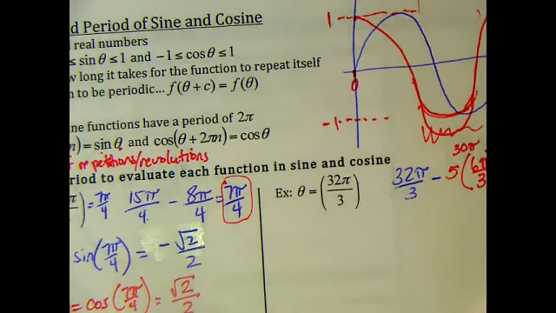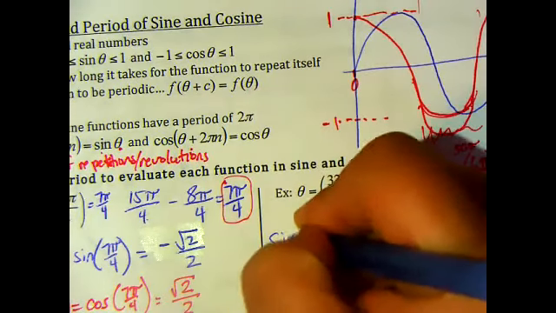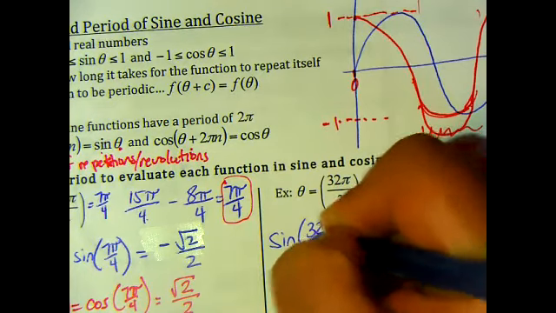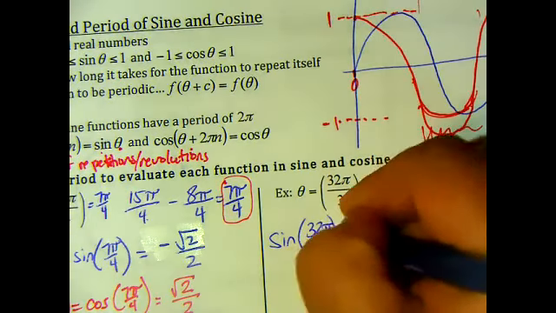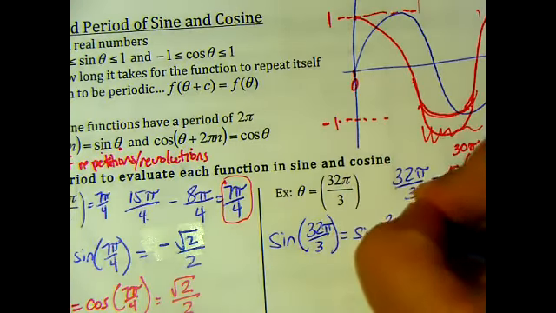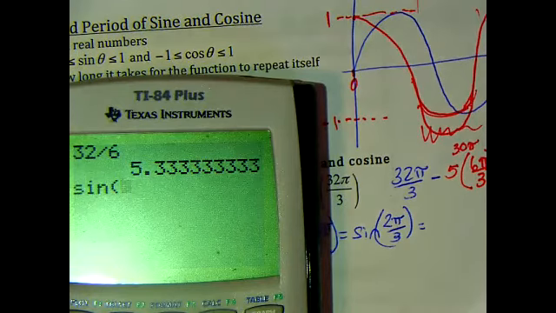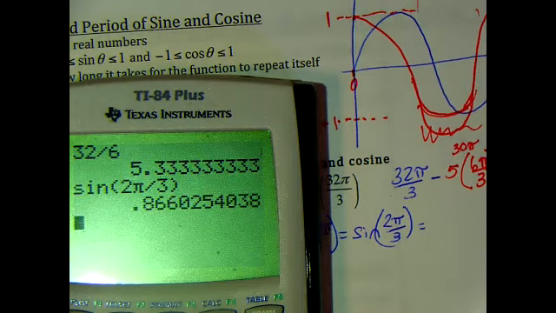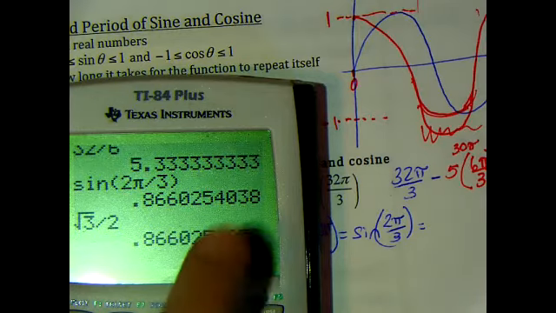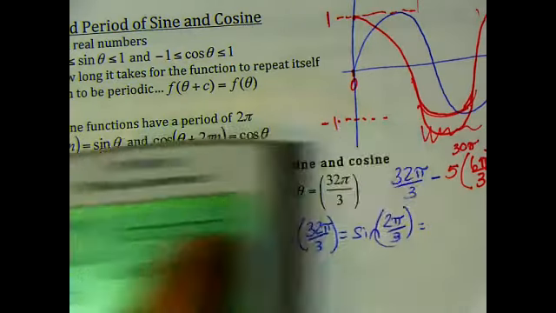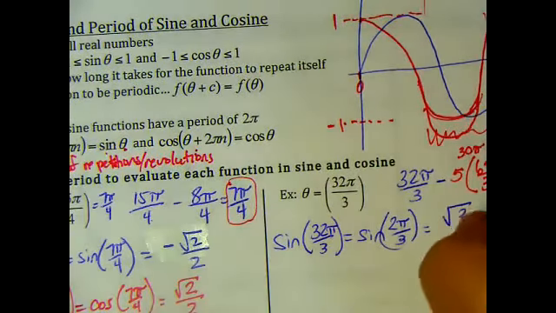So here we have 2 pi over 3. If I want to find sine of 32 pi over 3, that is the equivalent of finding sine of 2 pi over 3. I have sine 2 pi over 3 here, 0.866. I believe the last time we checked, that's the square root of 3 over 2. Yeah, 0.866. It's positive, that's important. So this is going to be a positive square root of 3 over 2.